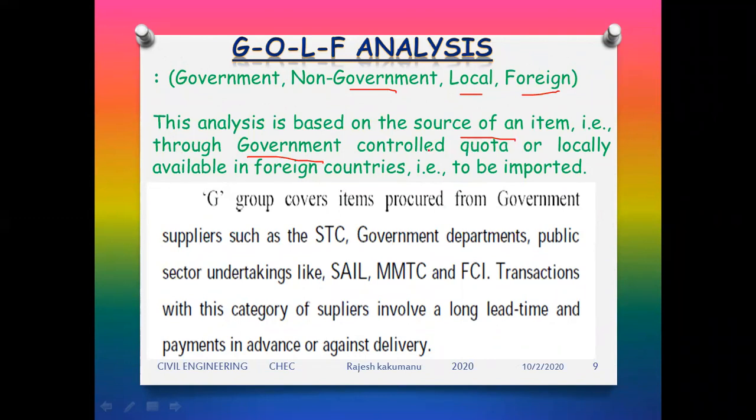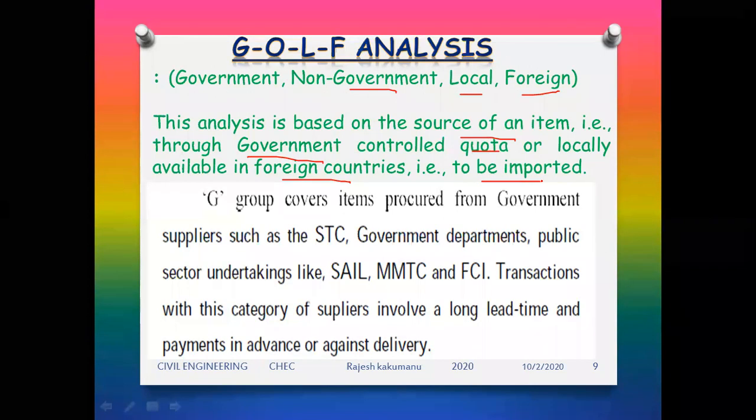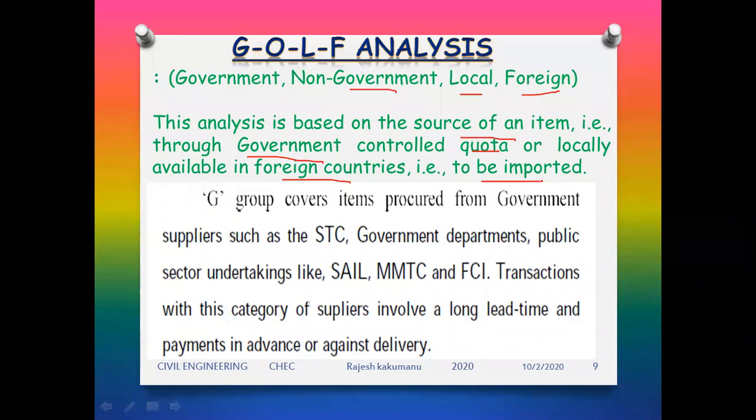So these are controlled through quota or locally available, or in the foreign countries, that is imported. For example, if you see some food items, food grade items, these are imported. Kiwi is an imported material, and dragon fruit, these are also imported materials coming from other countries. So it may be perishable or non-perishable. తినే వస్తువులు కానీ వాడుకునే వస్తువులు కానీ, so if they are coming from foreign, we are categorizing local material, foreign material, government material, non-government material.